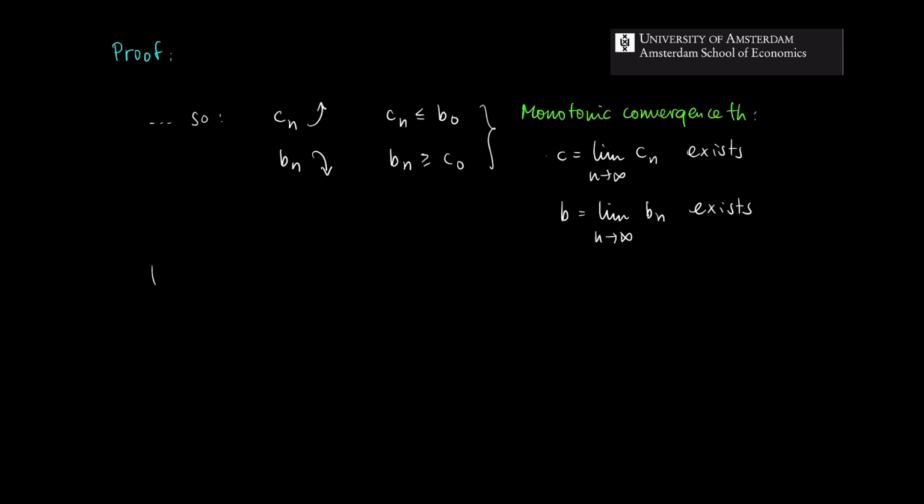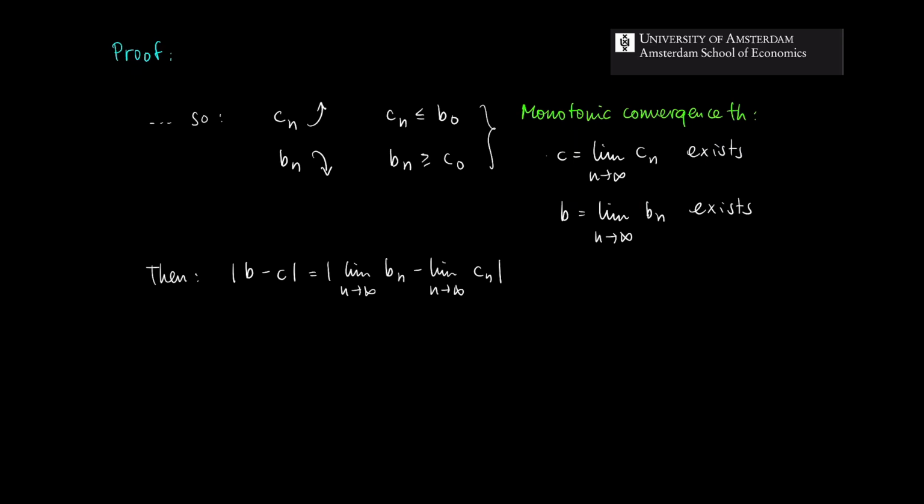Okay, but now we can make a statement about the absolute difference between B and C, since we can calculate the difference. So B is the limit for n to infinity of Bn. C is the limit for n to infinity of Cn.